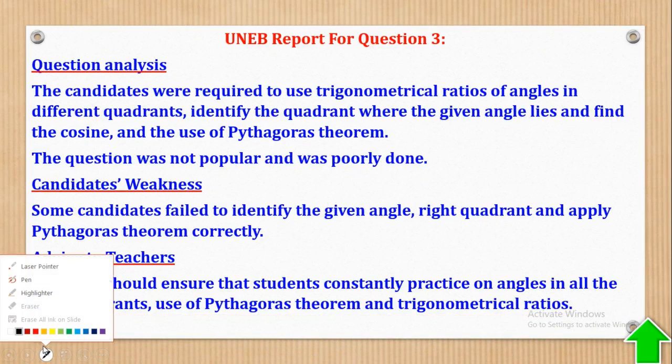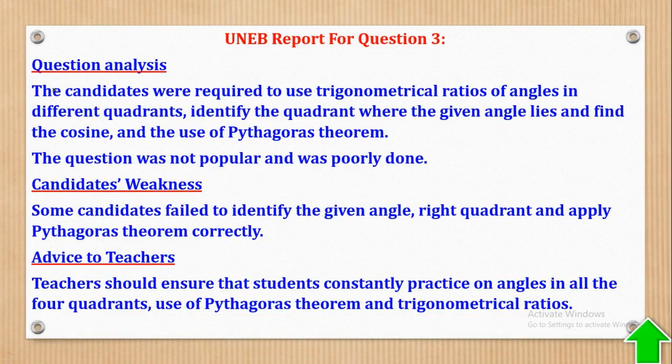Okay, so let's look at the report for this question. So question analysis: candidates were required to use trigonometrical ratios of angles in different quadrants, identify the quadrant where the given angle lies, find the cosine and use Pythagoras theorem. So the question was not popular and was poorly done.